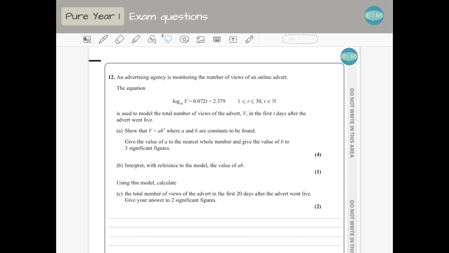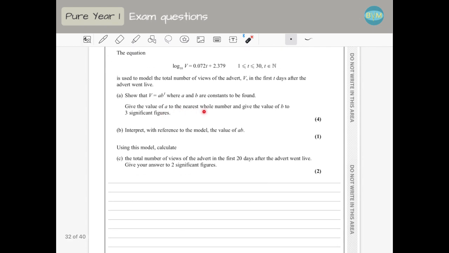Hello, this is question 12 on your pure paper from June 2020, the AS paper from Edexcel. An advertising agency is monitoring the number of views of an online advert with this equation. V is the total number of views in the first 3 days after the advert went live, so that V is a constant times a constant to the power of T. T is the time, V is the views.